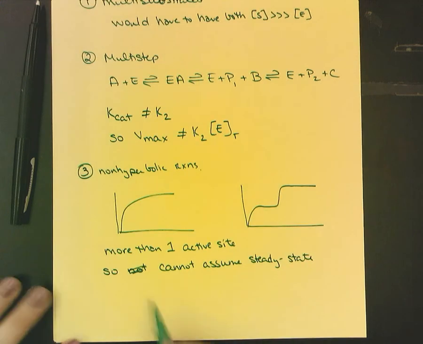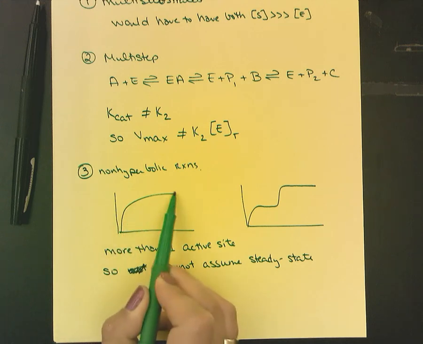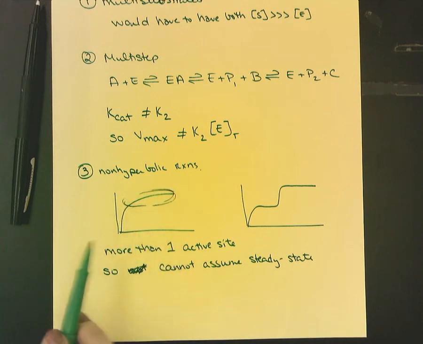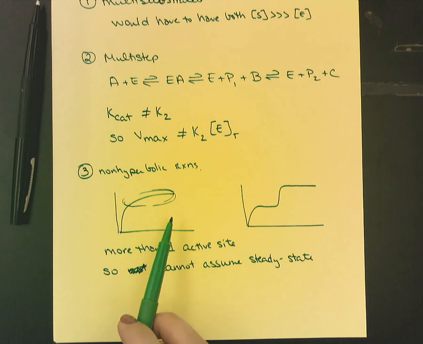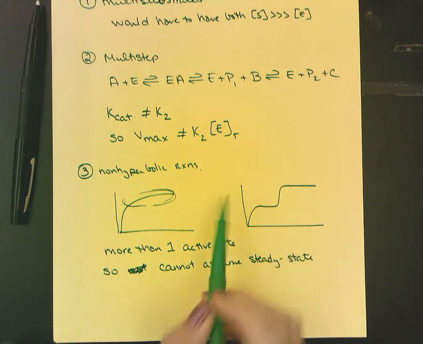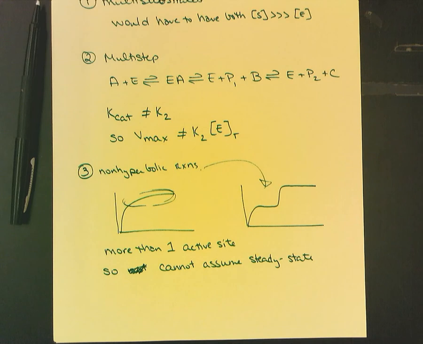So you can't assume steady state because steady state's really just a measure of this right here, that at some point the velocity levels off. So you can't make that assumption. The one on the right is the canonical. Yep.